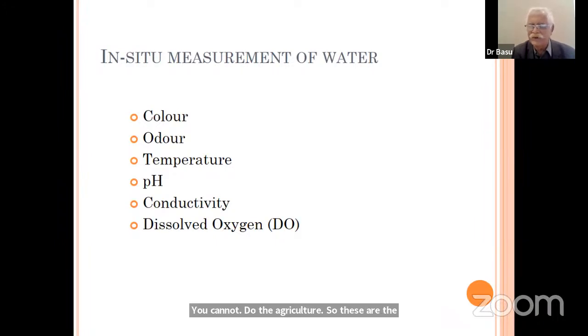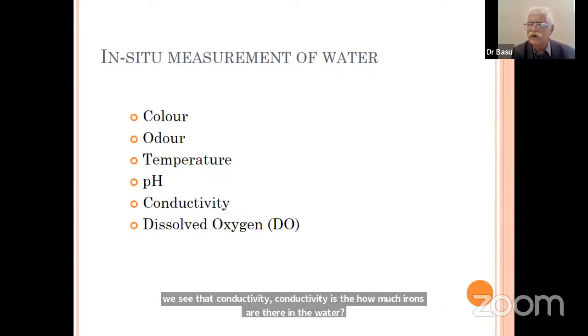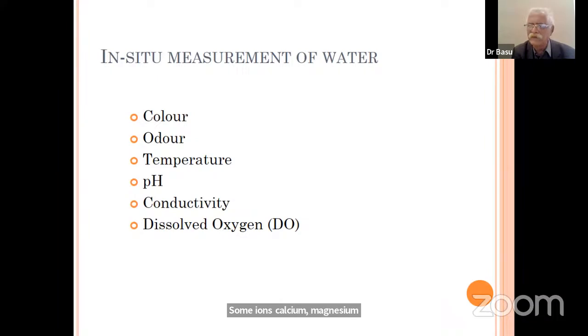Then we see the conductivity. Conductivity shows how many ions are in the water. Calcium, magnesium, sodium, sulfate, bicarbonate are the ions. These are very much needed for our body, because our bones are made of calcium, right? We need a lot of ions, manganese, iron, these ions are necessary. These are measured by conductivity. I will discuss them later, one after one.